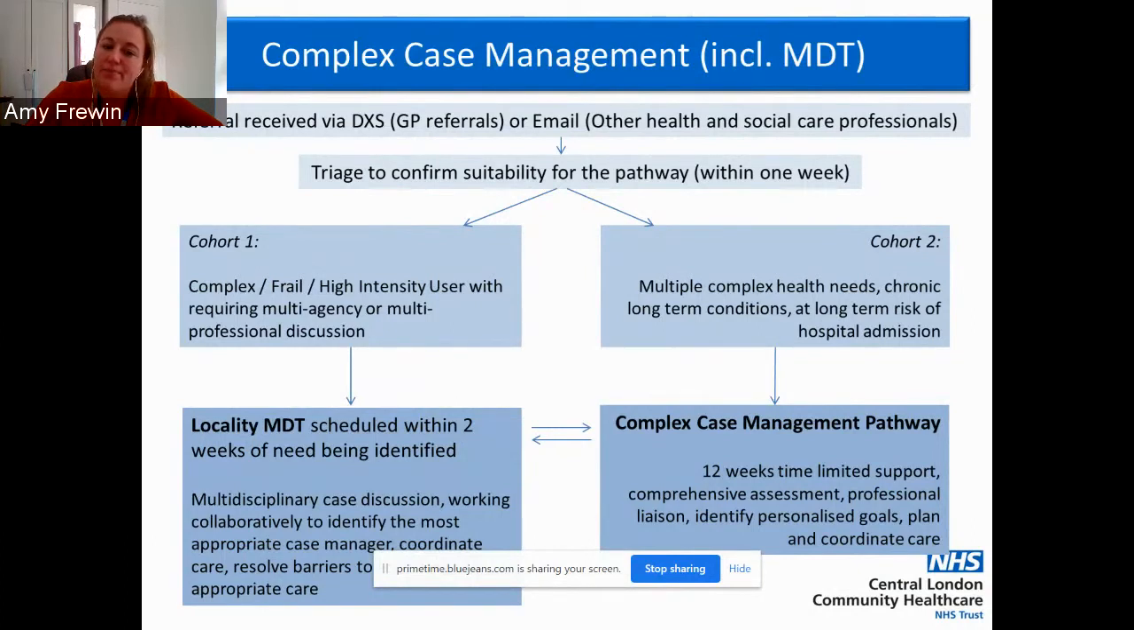But alternatively, it may be that actually our complex case managers could work with the person who's being referred through up to a 12-week period to do a bit more investigatory work around what's happening already, what the care needs are, and potentially liaising with individual professionals to address those needs without the case having to go to an MDT meeting. If, however, it's identified at a later point that an MDT meeting would be beneficial, the two cohorts do overlap in terms of the MDTs and the complex case management pathway.